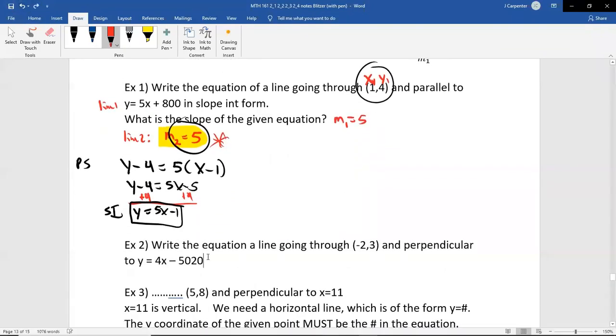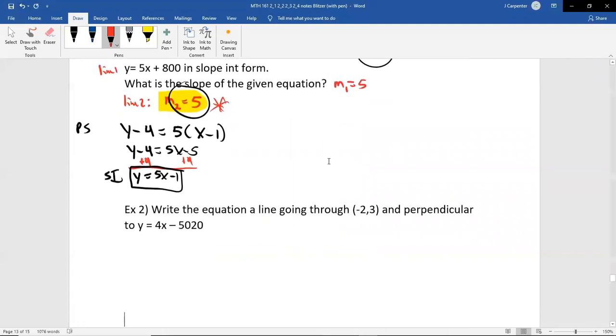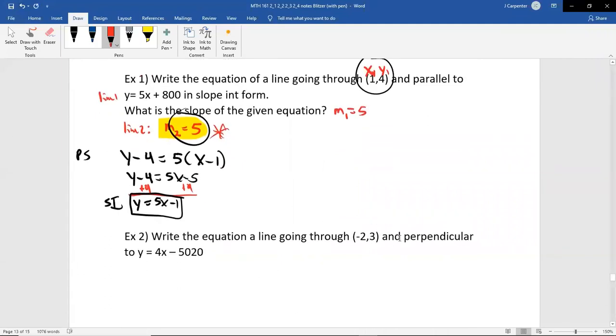Example 2, we'll see a lot of similar things, but in this example, instead of the line being parallel, it's going to be perpendicular. So that's going to change one aspect. Write the equation of a line going through the point (-2, 3). So that's our x1 and our y1. And then perpendicular to y equals 4x minus 20.